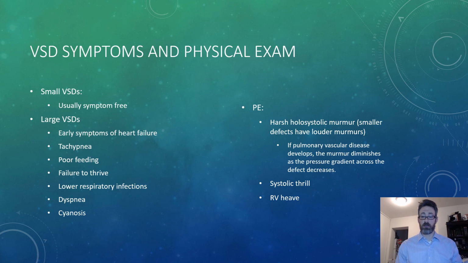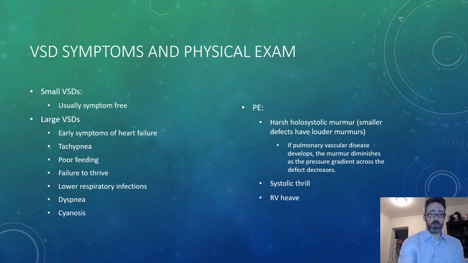You can see early signs of heart failure in the infant: poor feeding, tachypnea, what we call failure to thrive overall. Lower respiratory infections, again, as I mentioned, dyspnea, and cyanosis, okay. And so cyanosis, remember, that's deoxygenated blood, and it causes that bluish discoloration. Now the cyanosis, remember these are what we're talking about, acyanotic lesions.